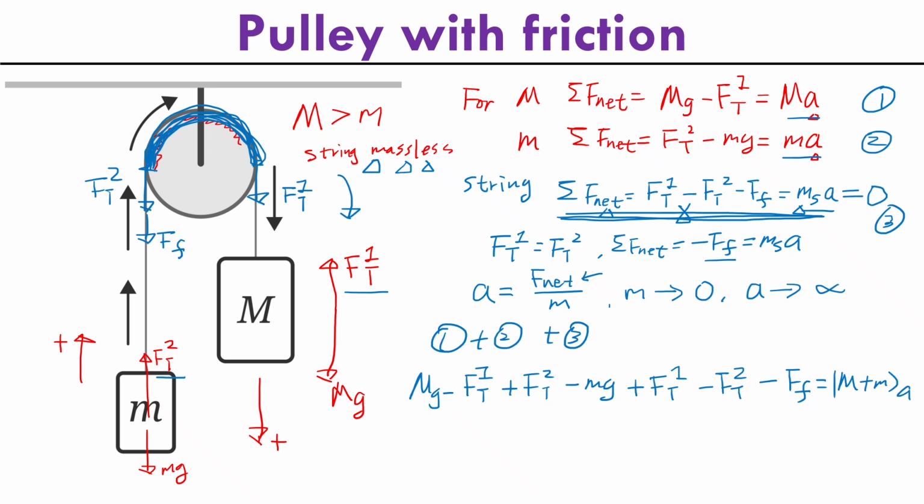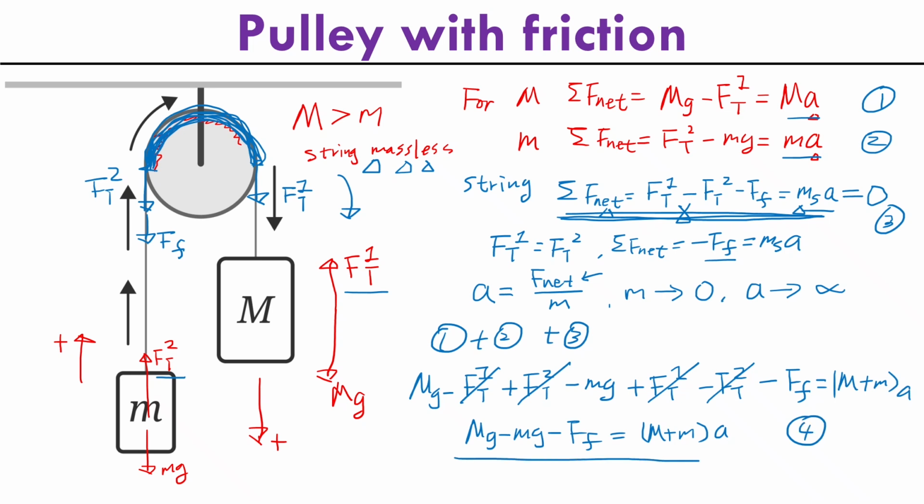This equation may look very busy, but actually many terms can cancel out. So tension here cancels out, tension here cancels out. So what I get is big Mg minus small mg minus friction equals big M plus small m times acceleration. Let's call it equation 4.